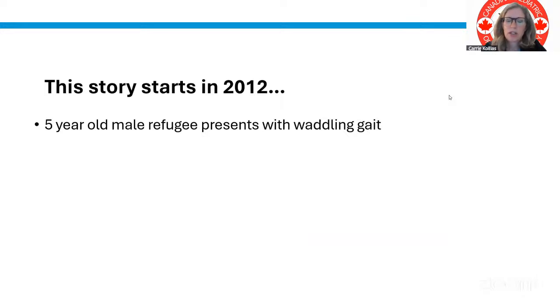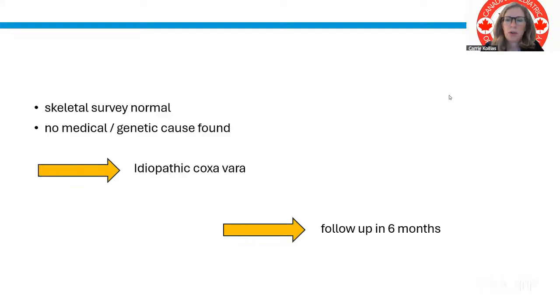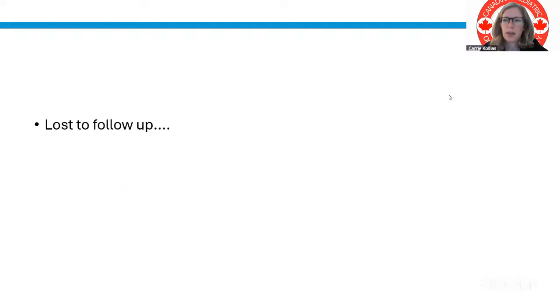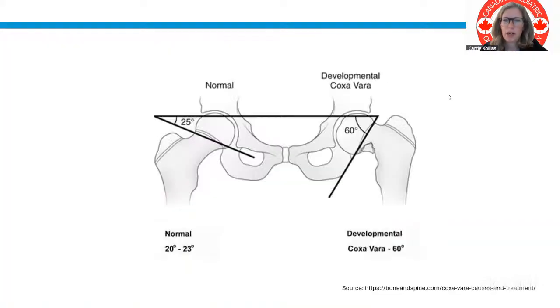So this story starts in 2012 with a 5-year-old male refugee who presents with a waddling gait, and he has Coxa Vara, and the skeletal survey is normal. There's no medical or genetic cause found. And I decided at that point, I'll check him out again in 6 months and see where this is heading. But, which does happen in Canada, and probably happens close to home for you as well, he's lost to follow-up. And he comes back in 2015. He's now age 8. And it's pretty clear that this kid needs to be sorted out. And it was pretty clear what he needed, because we had pretty good evidence.